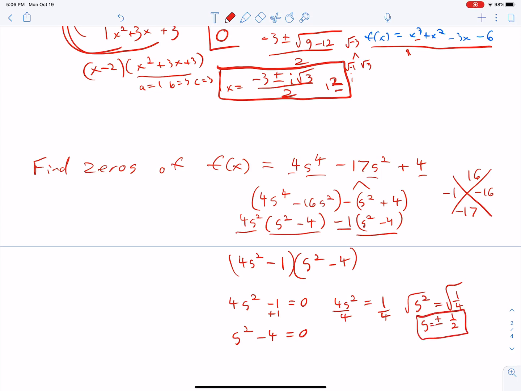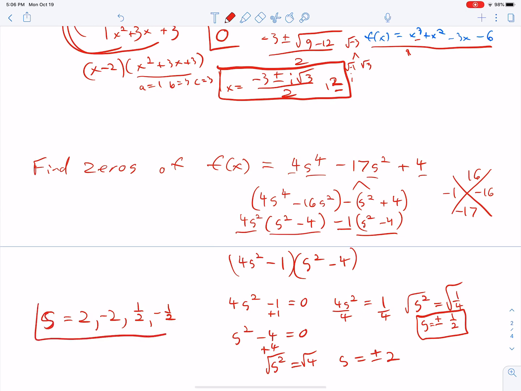And then here, we're going to add 4 to both sides. That gives us s squared equals 4. Take the square root of both sides. That gives us s equals plus or minus 2. So as a result of working this through and finding the zeros using factoring by grouping, we're able to determine, even though this is s to the fourth, that our solutions are going to be s equals 2, negative 2, 1/2, and negative 1/2. And those are our solutions.